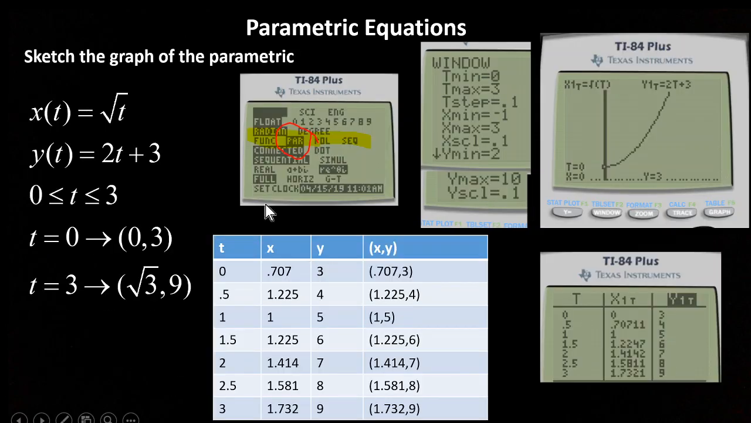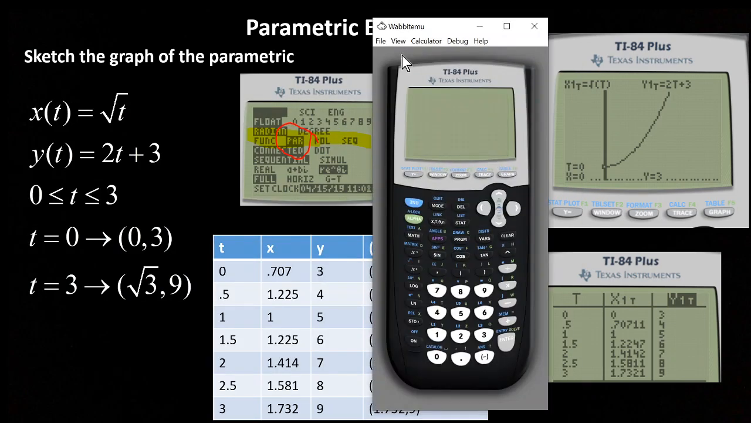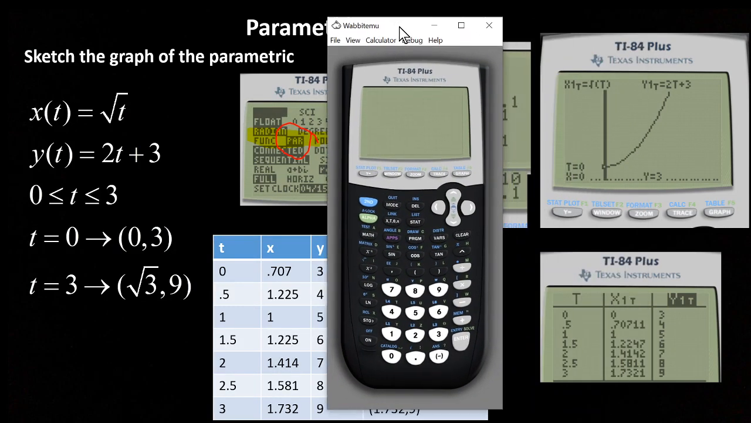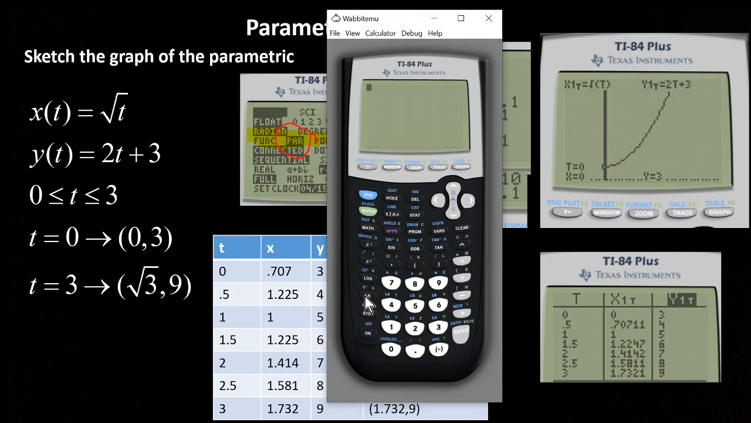Alright, now with the calculator we can actually graph parametric equations, right? So the calculator has a mode here. You can go down here and you see right there, right now it is in function mode. You can change it to parametric, polar, or sequence. So let's change it to parametric.